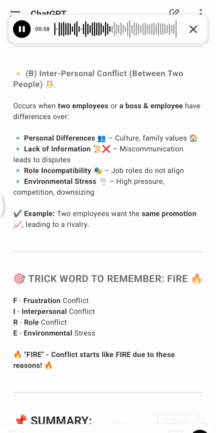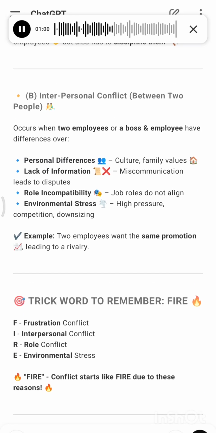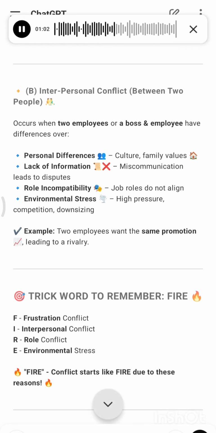B. Interpersonal conflict between two people. Occurs when two employees or a boss and employee have differences over personal differences, culture, family values, lack of information, miscommunication leads to disputes, role incompatibility, job roles do not align, environmental stress, high pressure, competition, downsizing. Example, two employees want the same promotion, leading to a rivalry.